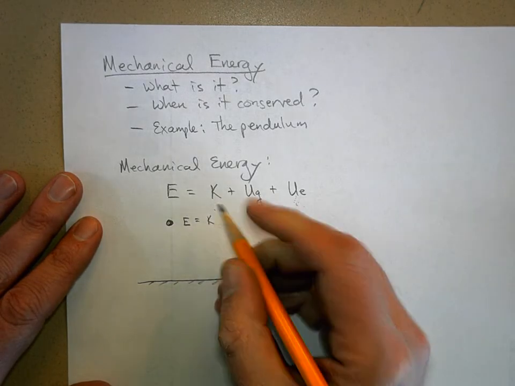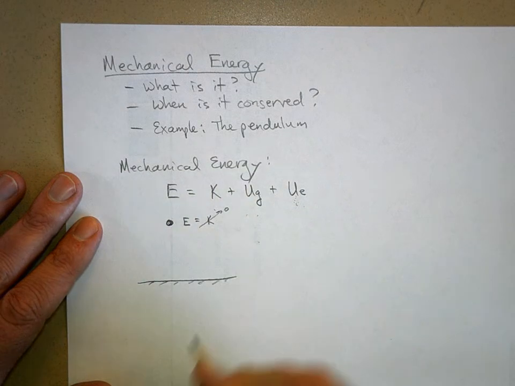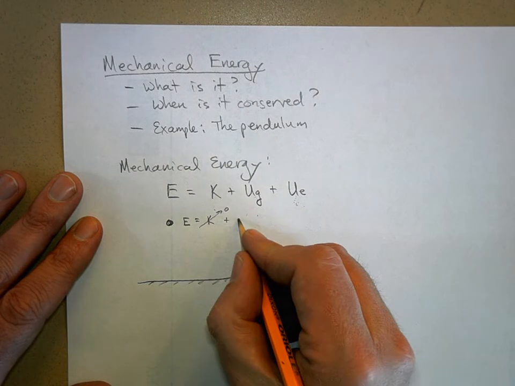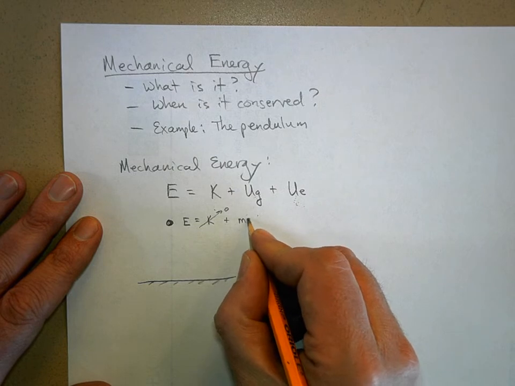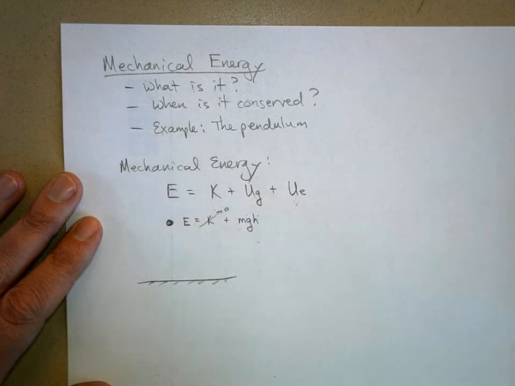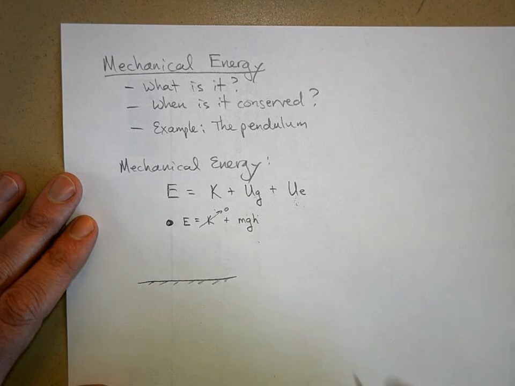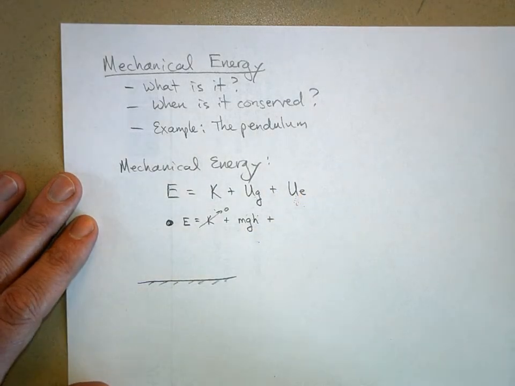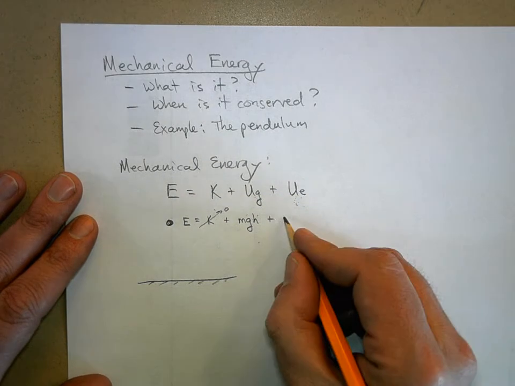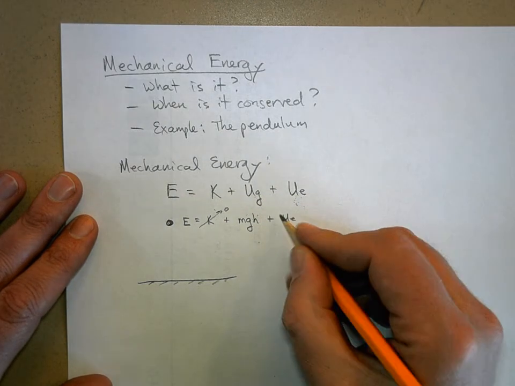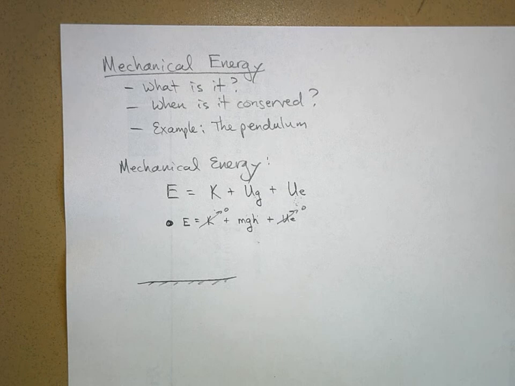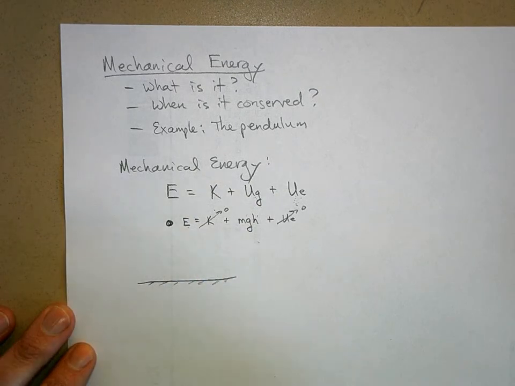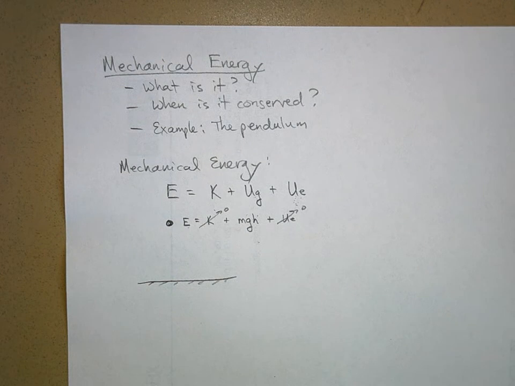So its kinetic energy is just 0. It does have gravitational potential energy, and what is that? M, the mass of the ball, times gravity, times height. And, of course, there are no springs or anything here, so it doesn't have any elastic potential energy, so U sub E is going to be 0. So all of its mechanical energy in this case is in its gravitational potential energy.